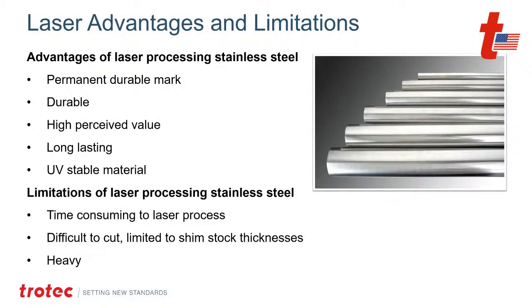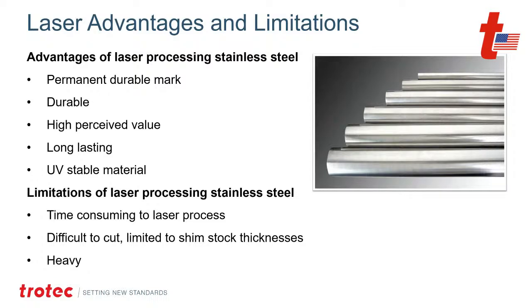So the advantages, of course, with lasers when it comes to processing stainless steel is that it's a permanent, durable mark. It cannot be removed easily because you are physically going onto the surface of the metal, unlike materials like paints and inks and stuff like that. They can't be taken off with chemical. So that durability is going to give you a higher perceived value. It's a long-lasting material, UV stable material. That is the true benefit of laser processing with a stainless steel.